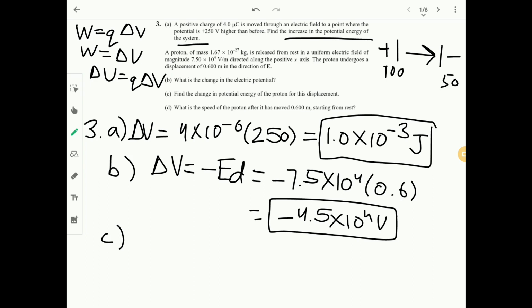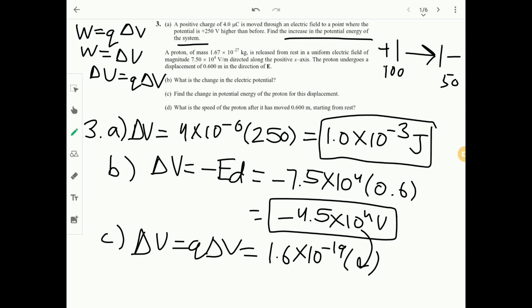Part C now. Find the change in potential energy of the proton. Again, delta U equals Q delta V. The proton's charge has to be memorized. This is a constant and you guys should know it. It's 1.6 times 10 to the minus 19 times, you get this answer. And then you should get minus 7.2 times 10 to the power of minus 15 joules.